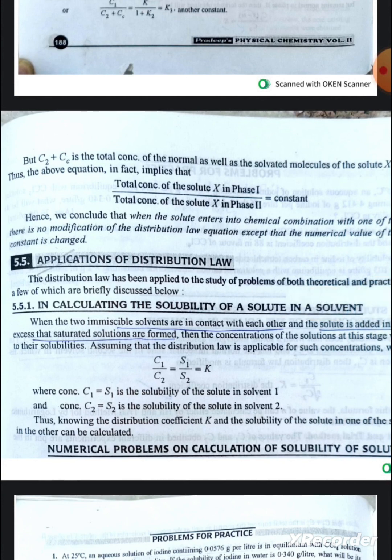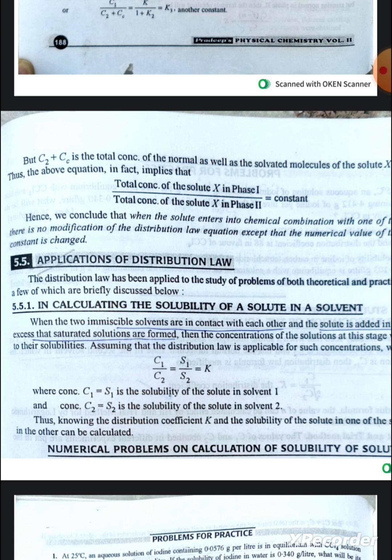5.5 Applications of distribution law. The distribution law has been applied to the study of problems of both theoretical and practical interest, a few of which are briefly discussed below. First, in calculating the solubility of a solute in a solvent.